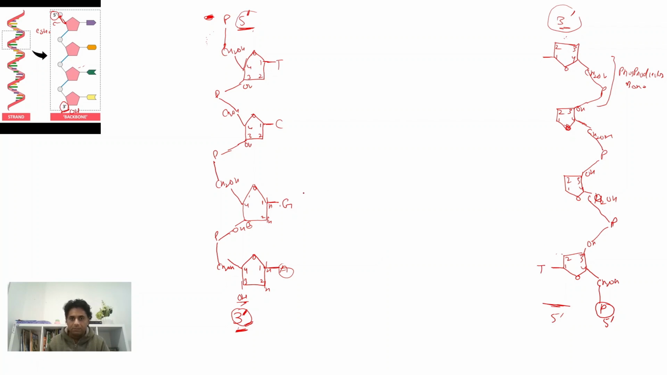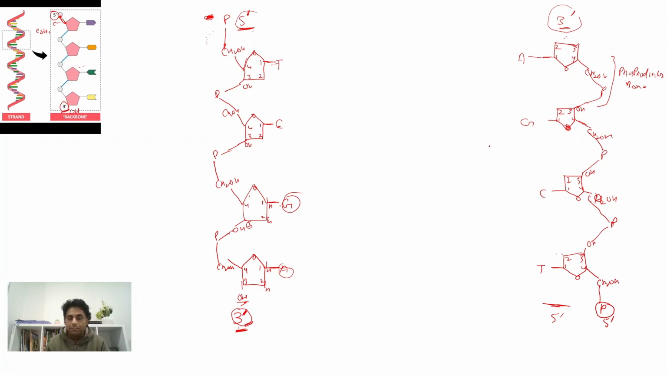This side is G, so this side must be C. If this side is C on the left side, the right side must be G. On the left side, if it's thymine, this one must be adenine. Okay, so we draw the two railings, which are the backbone of the DNA strand.